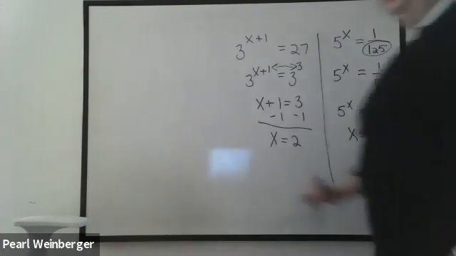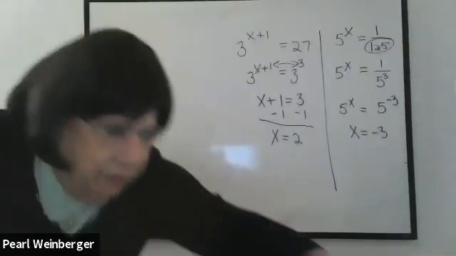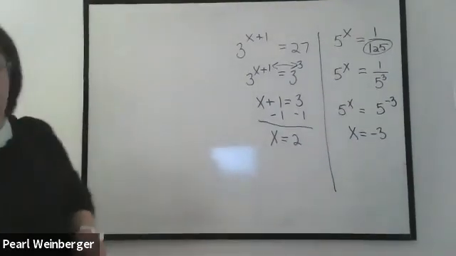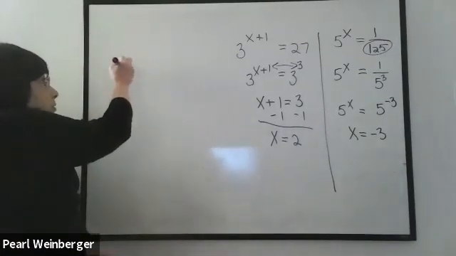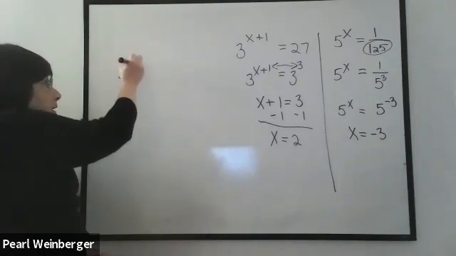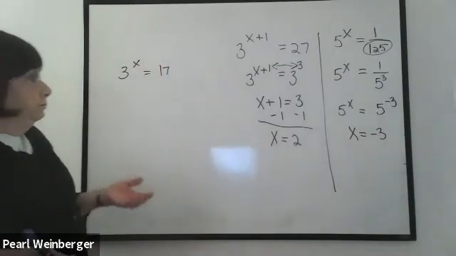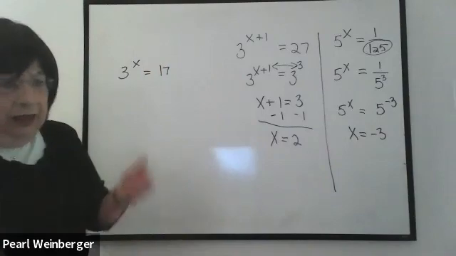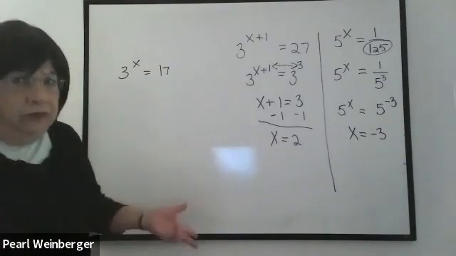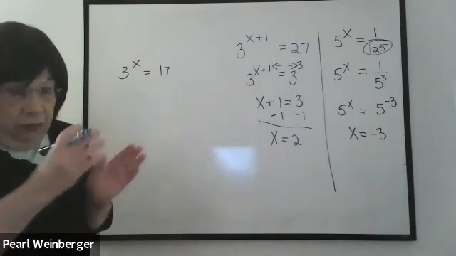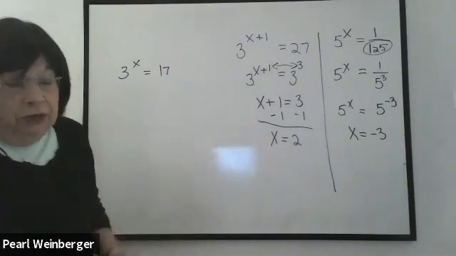Okay, I want to show you a different way of doing these, also a way that will solve some equations that you couldn't do before. Suppose I asked you this question: 3 to the x power equals 17. I know 3 times 3 is 9, and 9 times 3 is 27. I skipped right over 17. I got to 9 with an exponent of 2, and then my next exponent was 3, and that gave me 27.